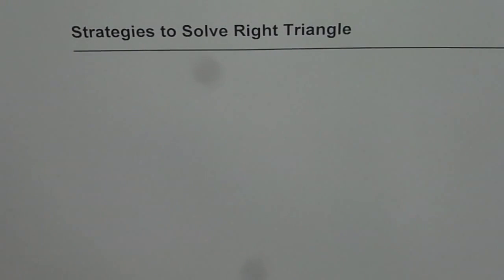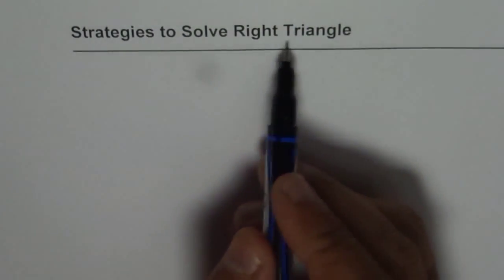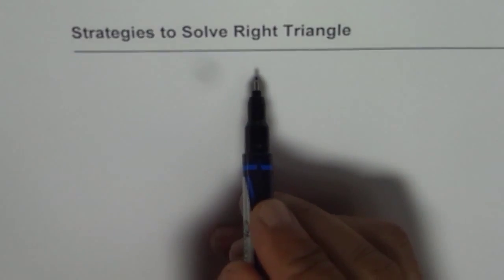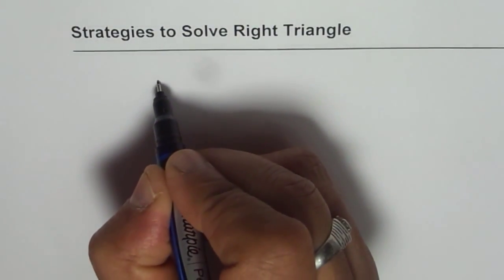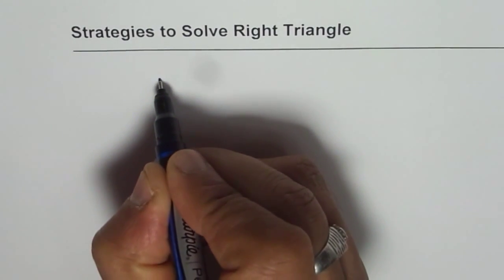I'm Anil Kumar, and in this video we will learn different strategies to solve a right triangle. We'll be using primary trigonometric ratios to solve the triangle. Whenever a right triangle is given to you, there could be two different cases. So we'll consider two different cases with the help of two different right triangles.